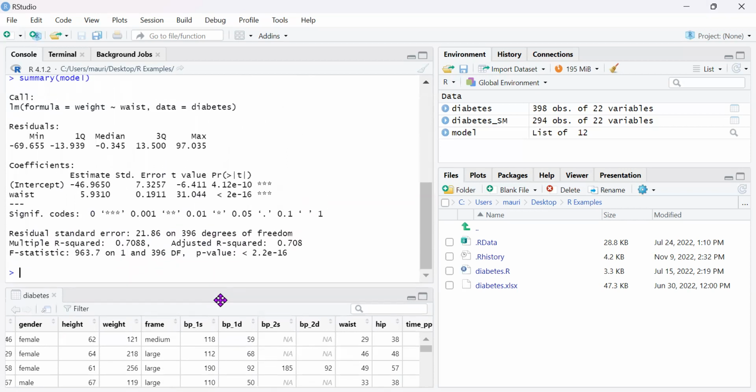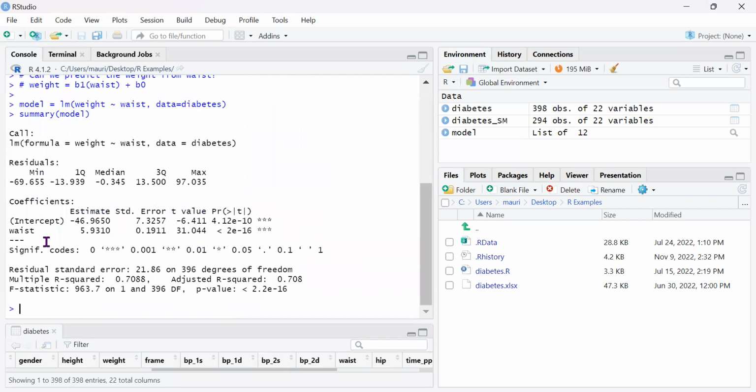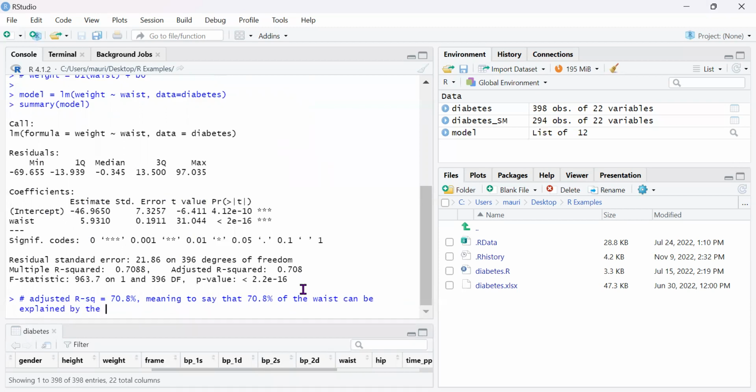Let's look at this part. What does it say? It says that the adjusted R square is 70.8%, meaning to say that 70.8% of the weight can be explained by the waistline.